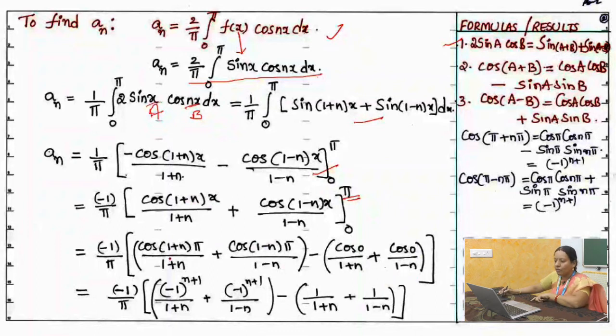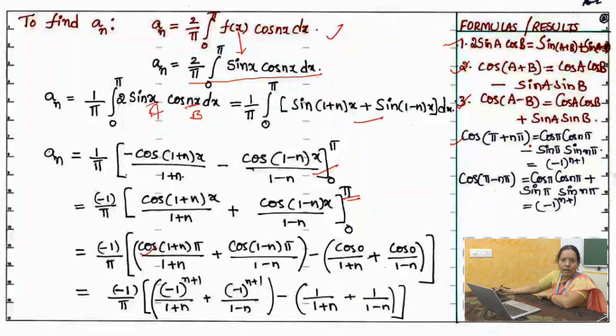Here you have to use the formulas cos a plus b and cos a minus b. I wrote it here. See this? Cos a plus b and cos a minus b. Now, I already calculated here cos of 1 plus n into pi, nothing but cos of pi plus n pi, isn't it? So, write down here cos of pi plus n pi, applying the second formula, that is cos pi cos n pi minus sin pi sin n pi.